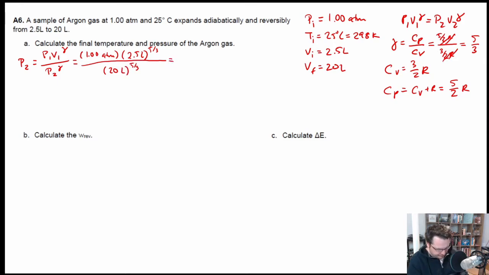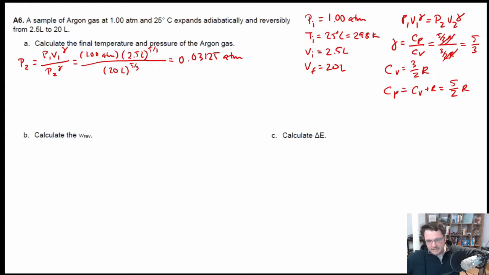We can take all of that, plug it into our calculator, and what we get is 1 times 2.5 to the power of 5/3 divided by 20 to the power of 5/3. And so what I got is 0.03125 atmospheres in this case. So that's what P2 is. That's the final pressure that we're ending up with in this scenario.